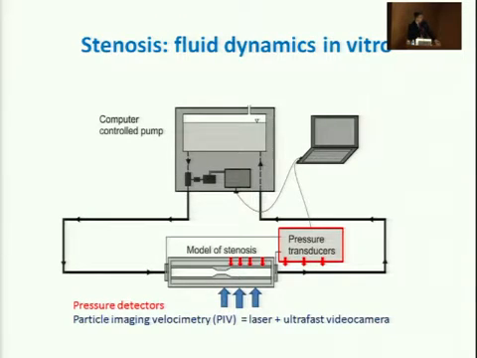So the fluid dynamics experiments have this arrangement. There is some pump, then a model of stenosis, and the fluid goes back and so on. And it is possible to detect the pressure changes, and it is possible to visualize the flow using particle imaging velocimetry, which combines laser and an ultra-fast video camera.